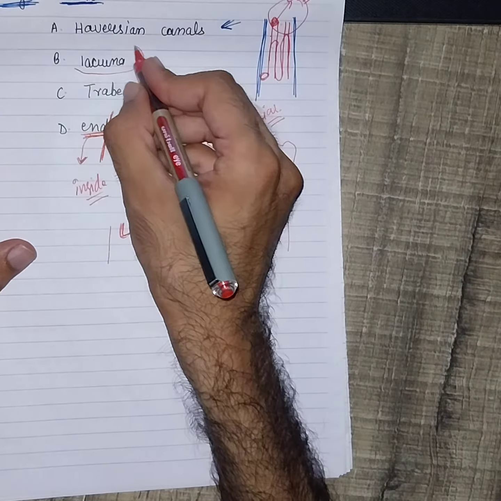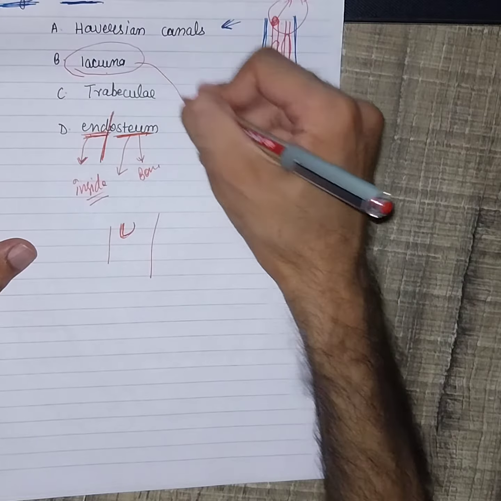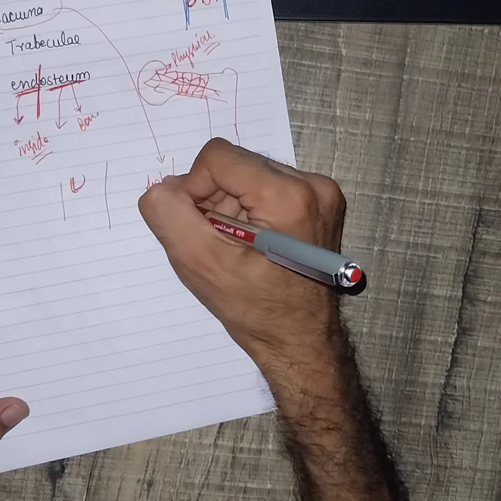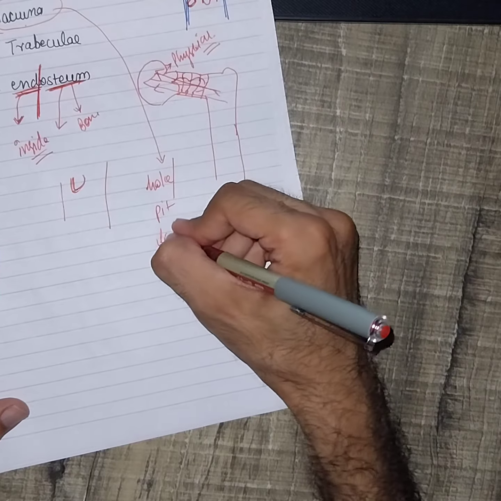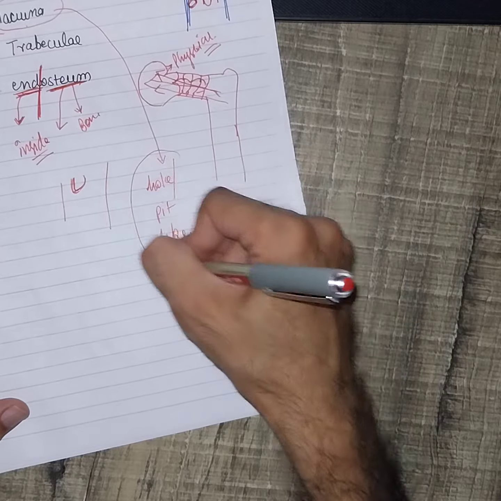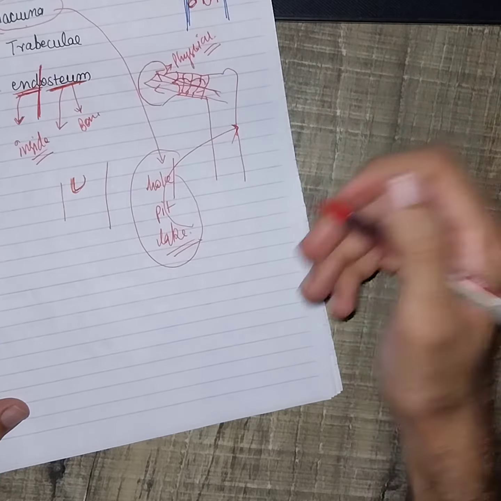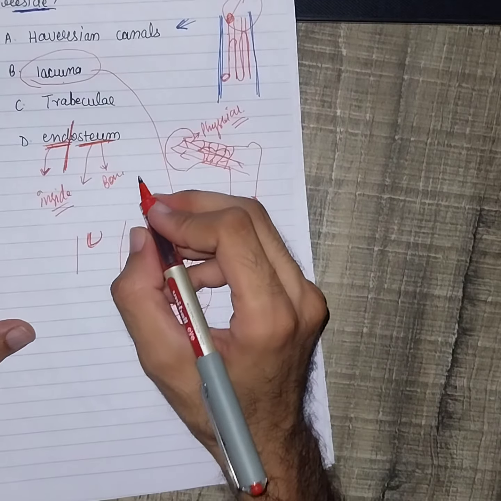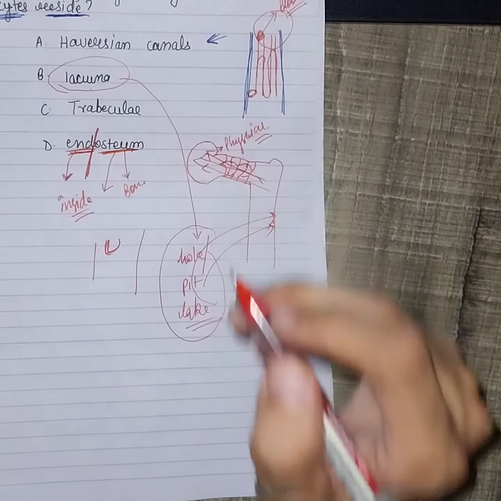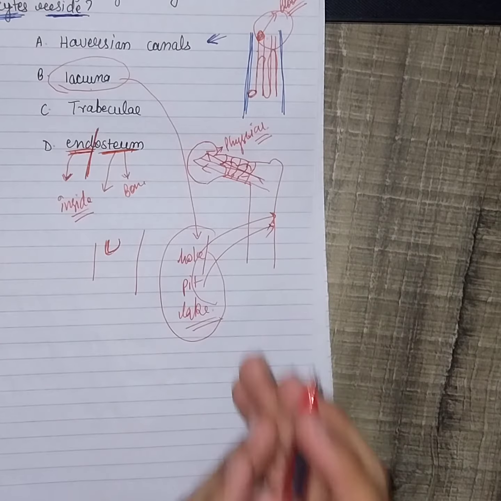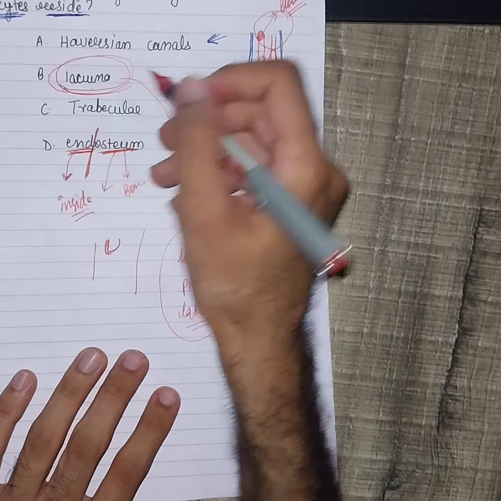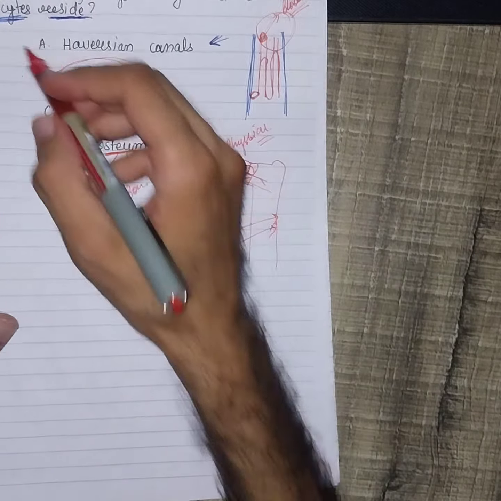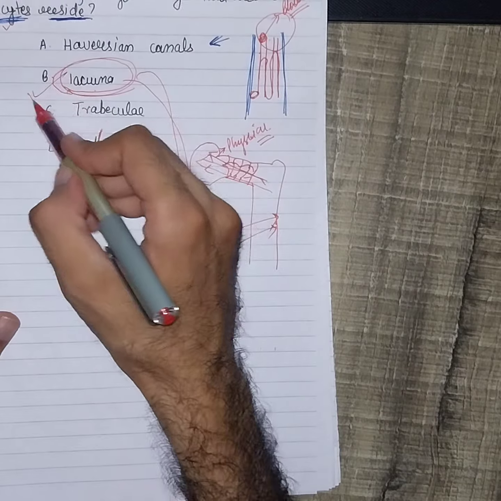Whereas the lacuna refers to a hole or a pit, or more specifically a lake, which is present inside the bone. Again, all the options given in this question point to the inside of the bone, but the lacuna is the lake or a hole, and in that lake an osteocyte can reside. So the answer is the lacuna.